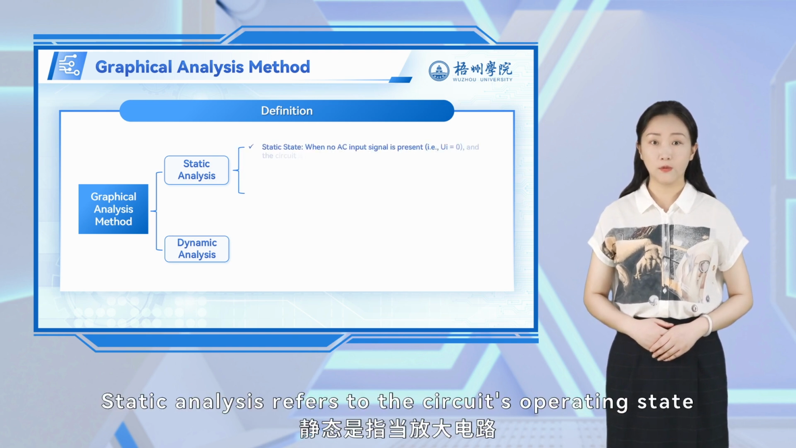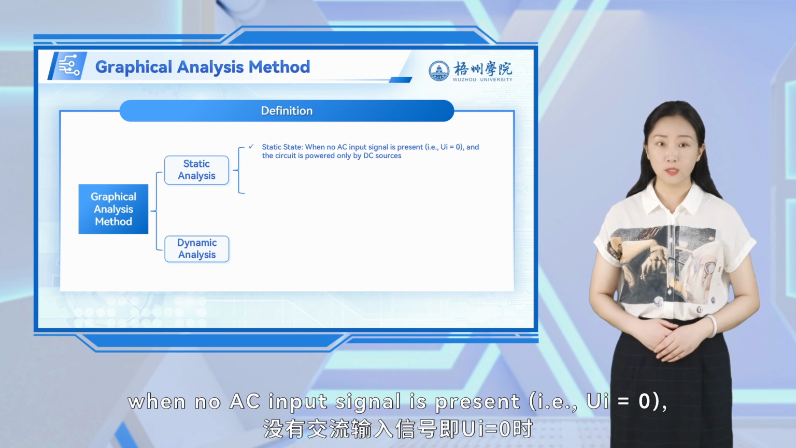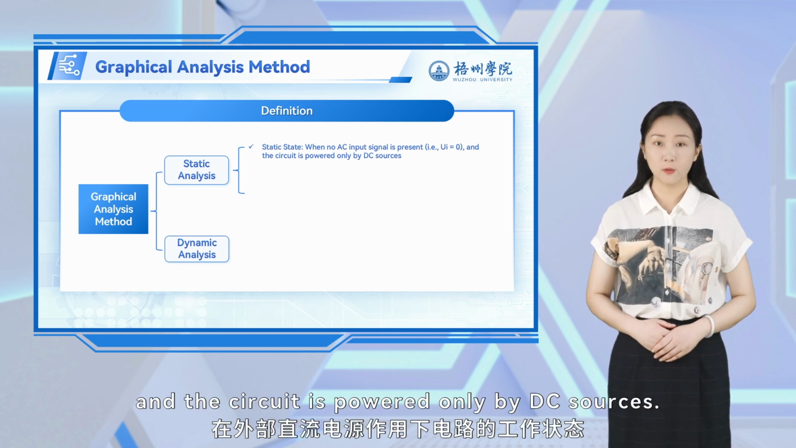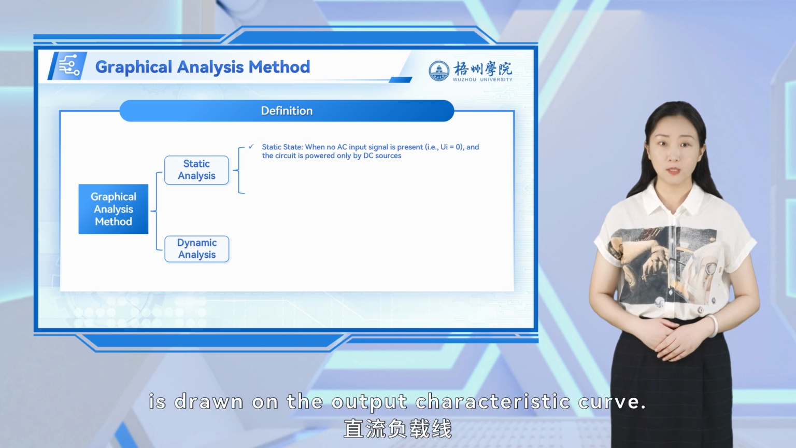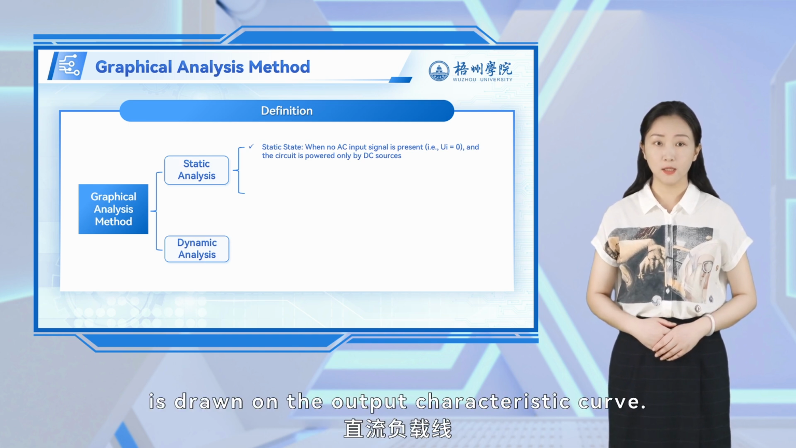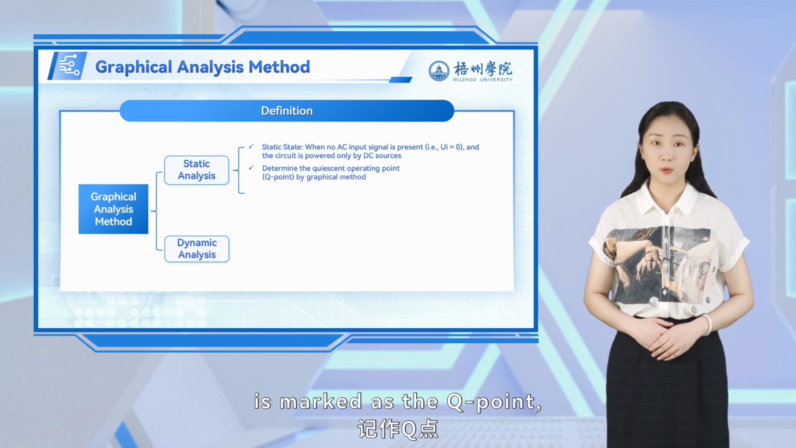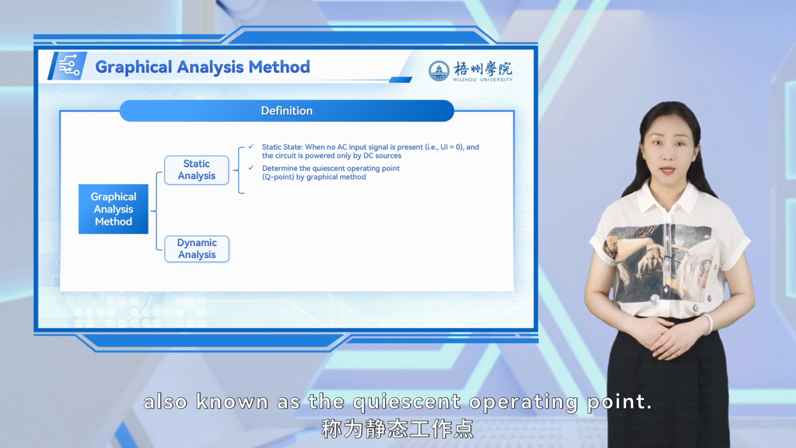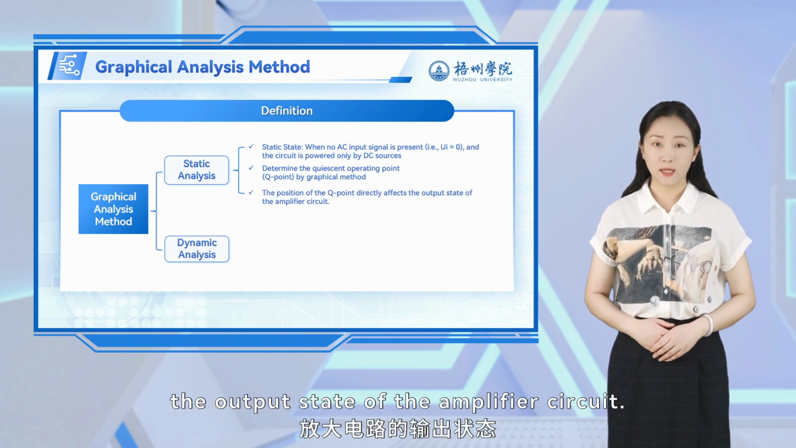Static analysis refers to the circuit's operating state when no AC input signal is present, i.e., UI equals 0, and the circuit is powered only by DC sources. To indicate this operating state, a DC load line is drawn on the output characteristic curve. The intersection point of the two lines is marked as the Q point, also known as the quiescent operating point. The position of the Q point directly affects the output state of the amplifier circuit.